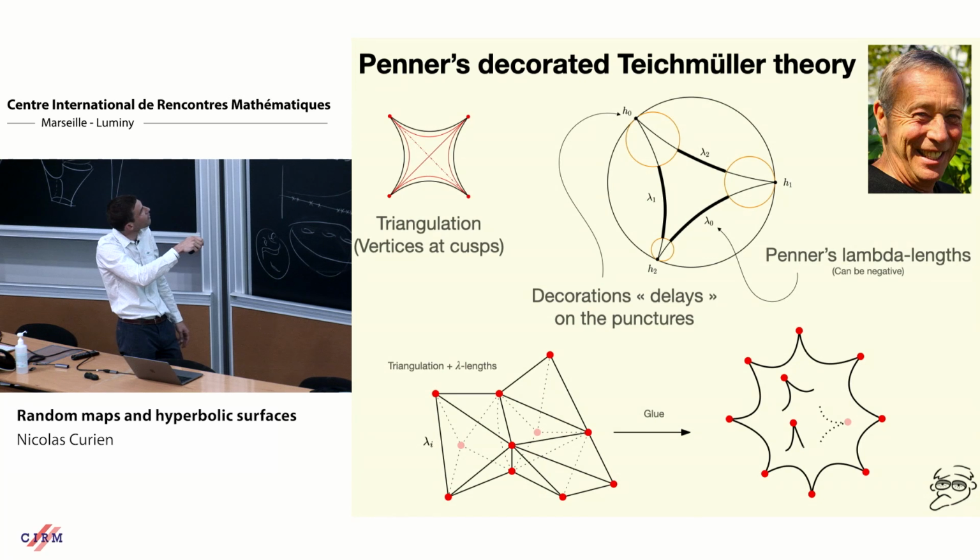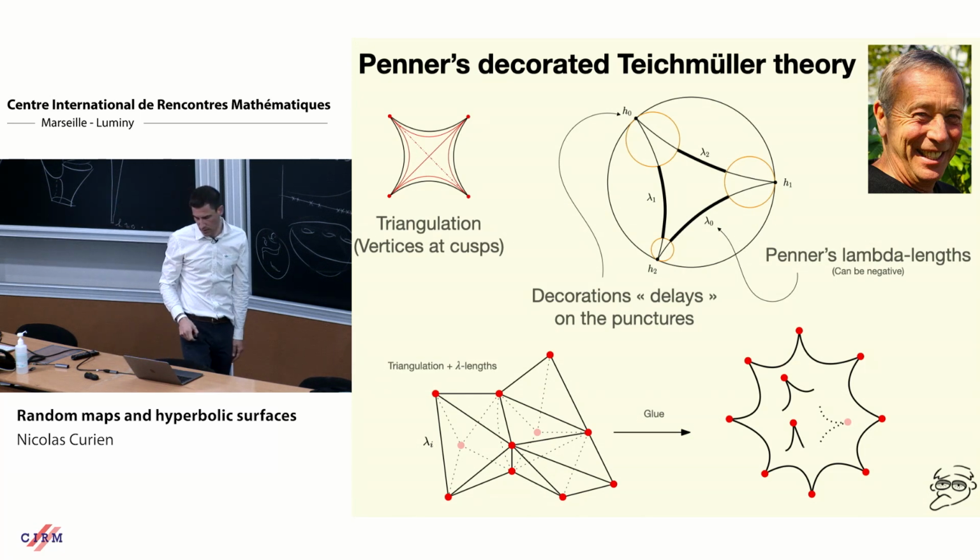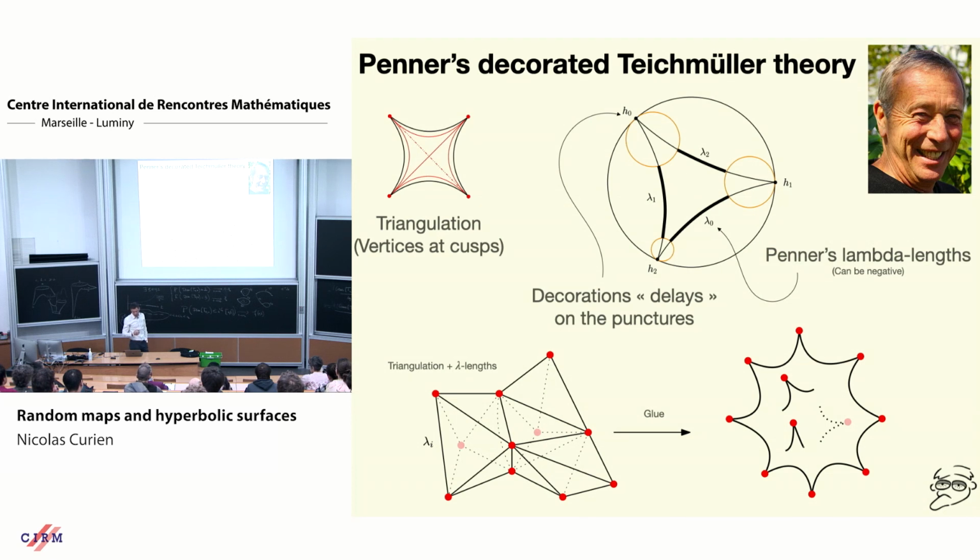Okay, so if I have lambda 1, lambda 2, lambda 3, and here lambda 1, lambda 4, lambda 5, if the lambda 1 is the same lambda 1, then I can consider the cut triangle here and the cut triangle here and glue them according to the same length in lambda 1. Okay? So if I do that, and if I glue, I will get a hyperbolic surface here with decoration on the cusps, which is the decoration that Penner called the decorated Teichmüller theory. Okay?